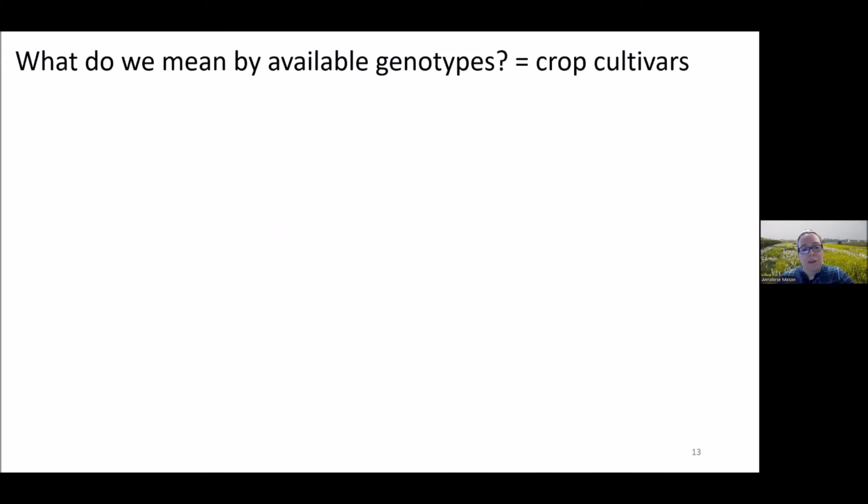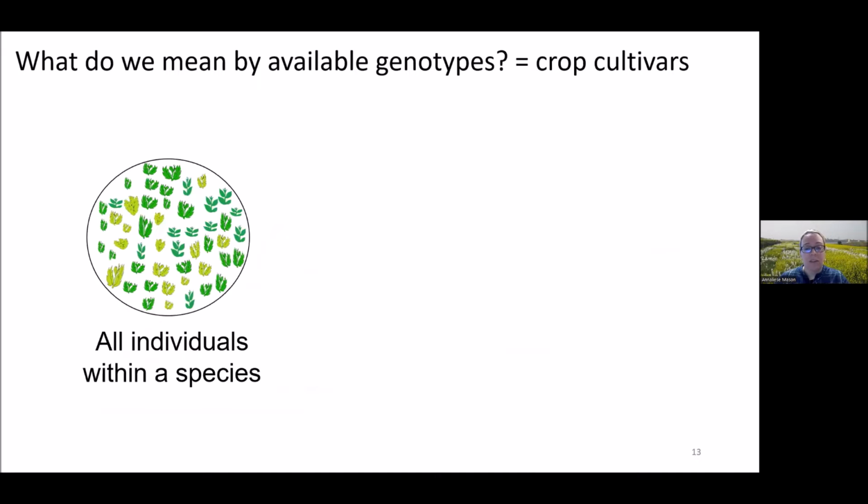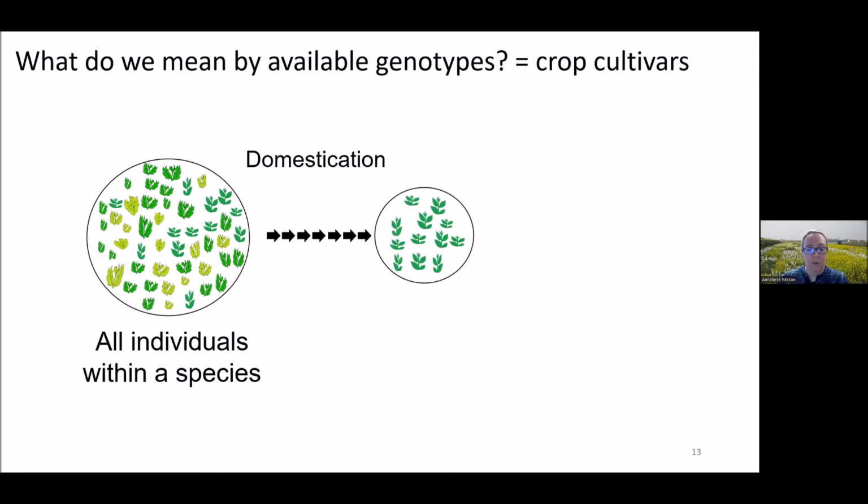Okay, so what do we mean by available genotypes? We're usually talking just about crop cultivars. And these are the product of long-term selection processes. So we start off usually with all individuals within a species, and then over time, these are domesticated into our crops, our crop types.